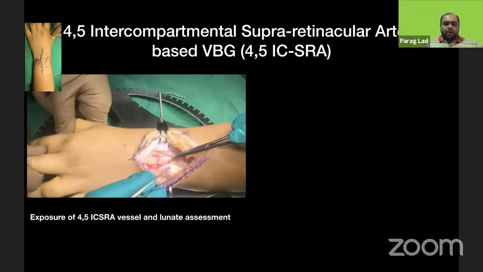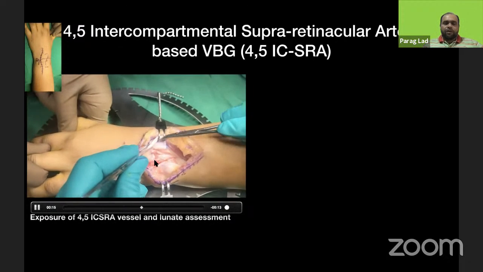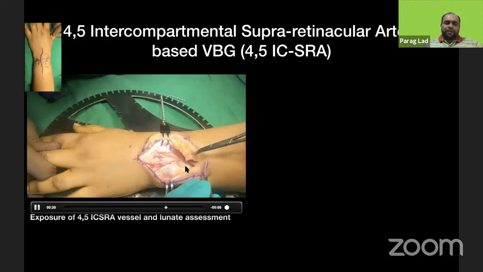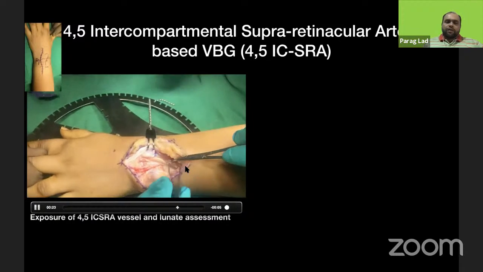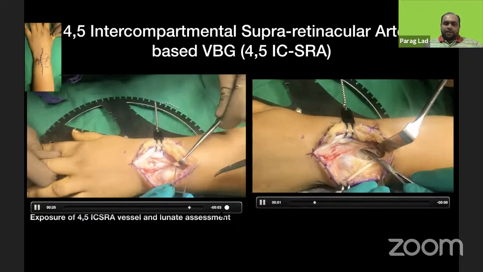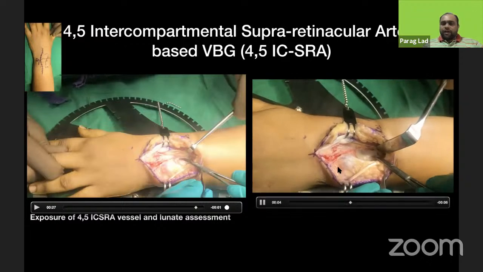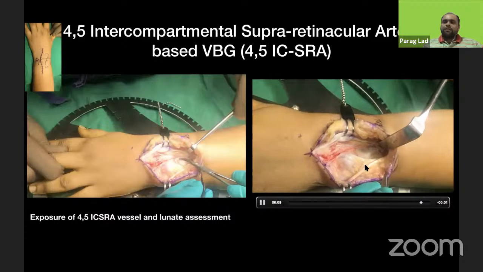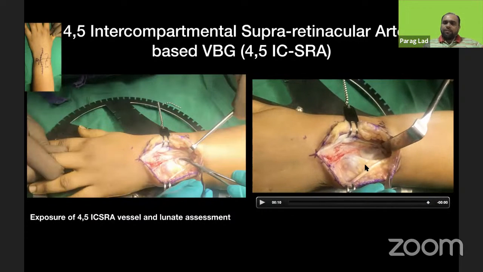So what I am showing here is, after retracting the fourth and fifth extensor compartments, this is the vessel that we are seeing here, and that we first need to expose. And then once we see that this is the vessel, this is the distal end of the radius that we can harvest based on that particular vessel. As Dr. Pankaj showed before, there is a bifurcation of this vessel, and we have to ligate the other end and take the bone graft from there.